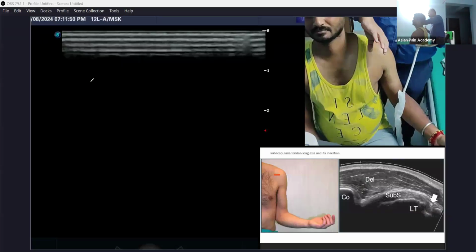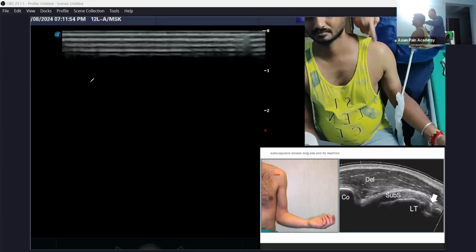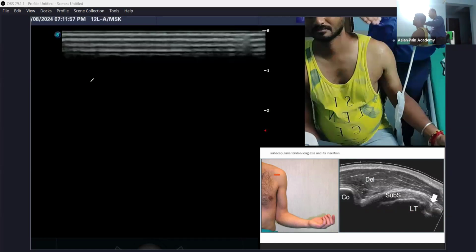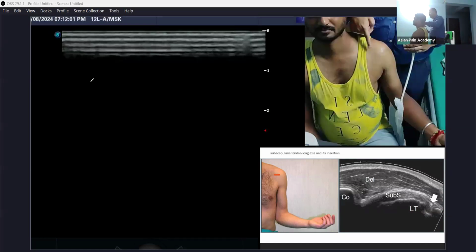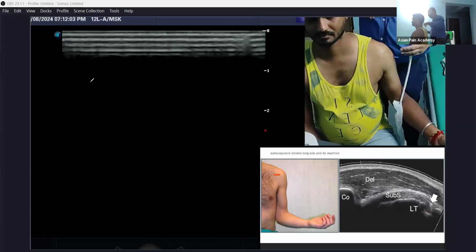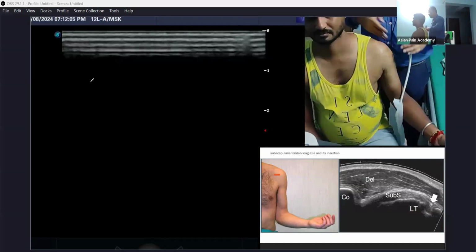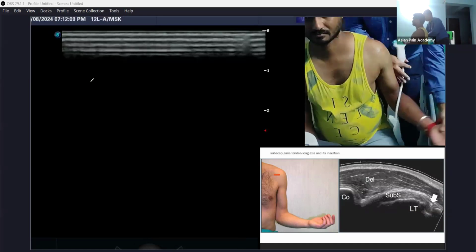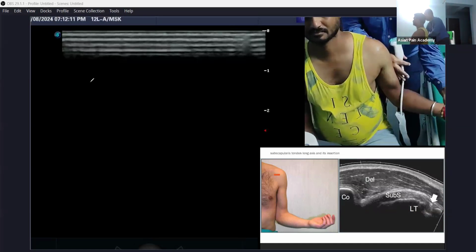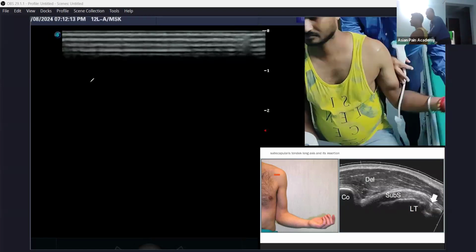And it is under the coracoid process. Here there is a coracoid process. It is actually covering part of the subscapularis. So what can I do to see more of the subscapularis tendon? Then we have to do the external rotation of the hand. This is internal rotation, this is external rotation.